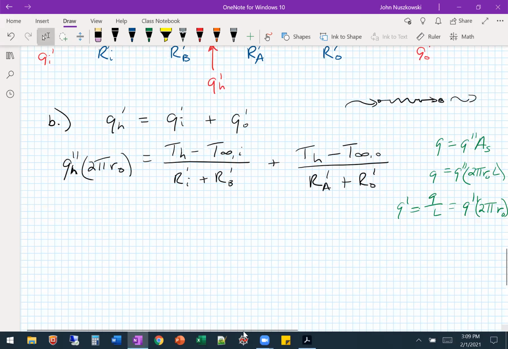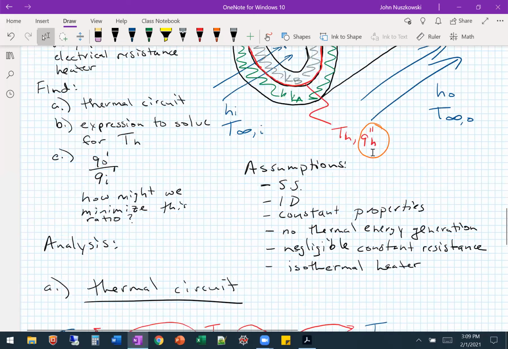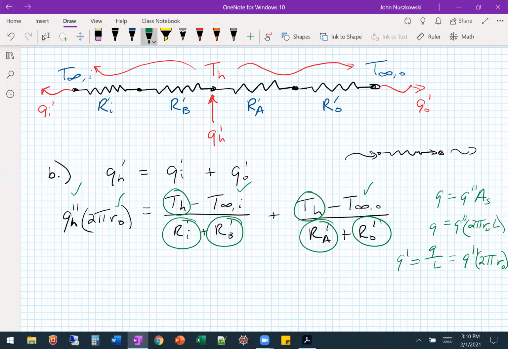So on our schematic, we were given T infinity, inner, outer, convection coefficients. We have the heat flux. So we have those, right? It labeled this, we're basically looking for an expression to solve for this. It labeled our outer, shown as a given, but we don't have these labeled on our schematic, right? So we have to come up with something for that.